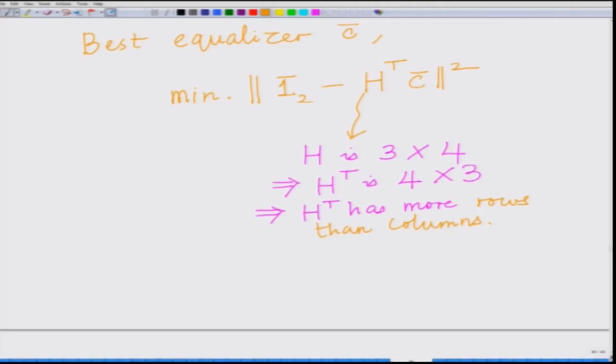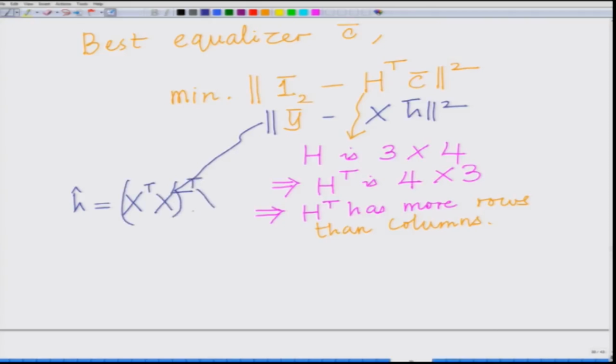For instance, if I have to draw a parallel, not an exact parallel, but just simply from the point of view of least squares, I had the norm squared of y minus x H bar, and the solution was basically H hat equals x transpose x inverse x transpose y bar, that is the least squares solution.